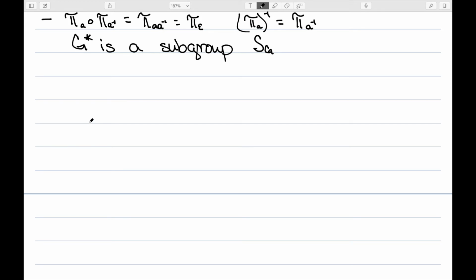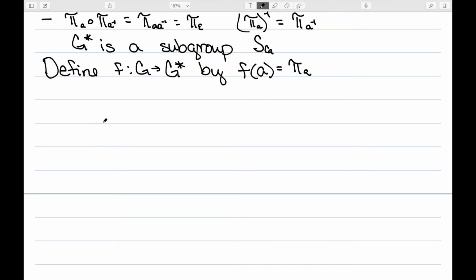So now I only have one thing left. I found my permutations, I proved they could form a group, and now I need to show that that group is isomorphic to my original group G. I'm going to define my function f going from G to G star by f of a is equal to pi a. And I'm going to claim this is my isomorphism.